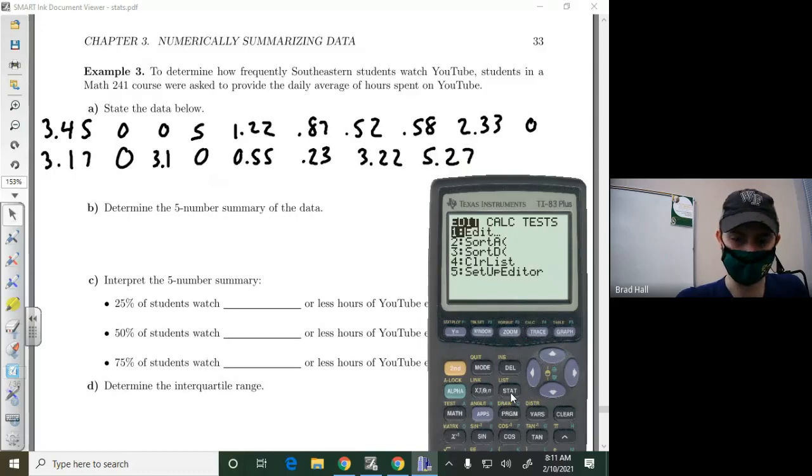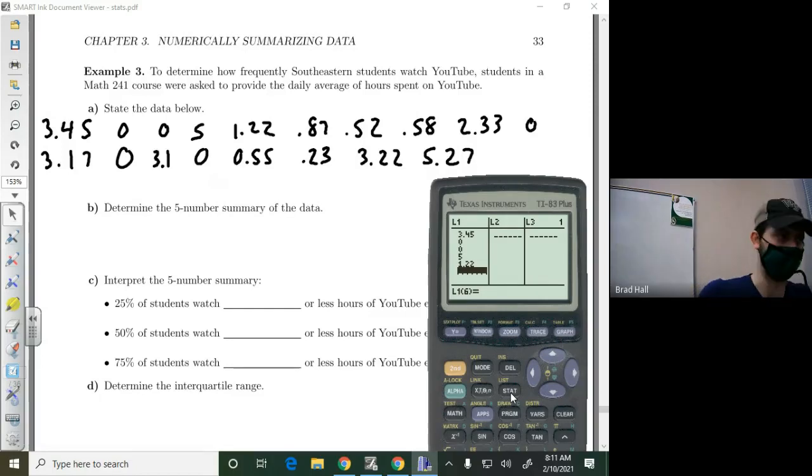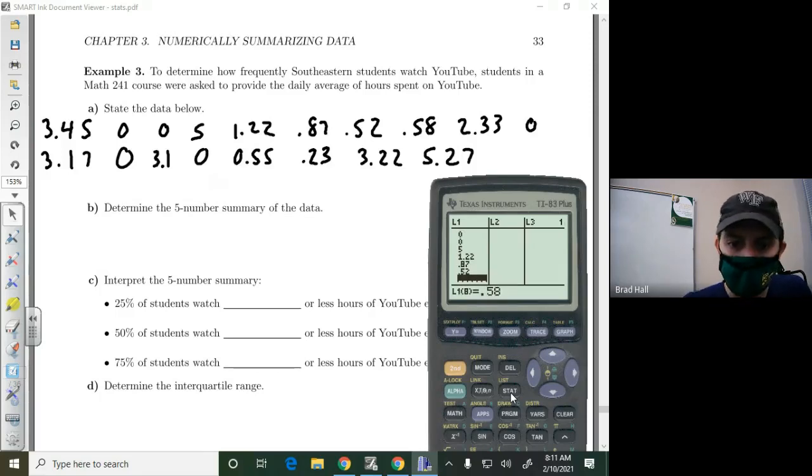So stat, edit, and you just start listing in all the data. 3.45, 0, and a 0. So I'm just going to start plugging in all of these. And a few of you can do this as well to make sure that I type this in right. 0.87, 0.52, 0.58, 2.33, 0.17.